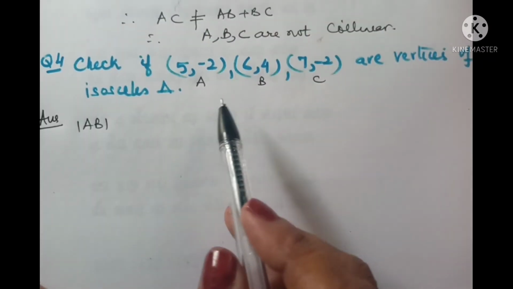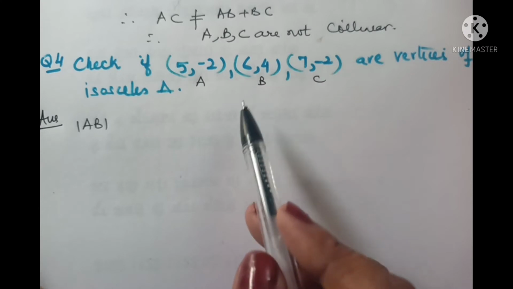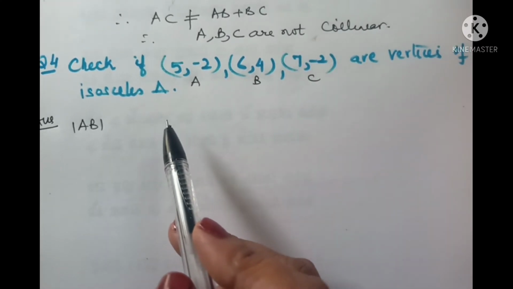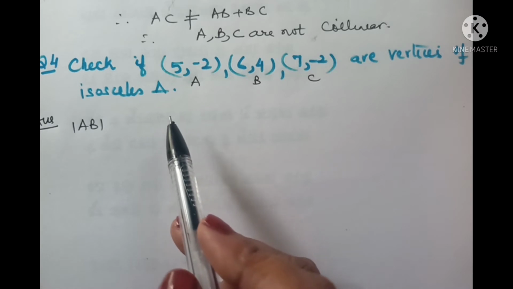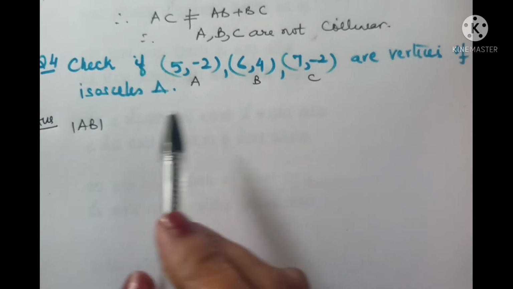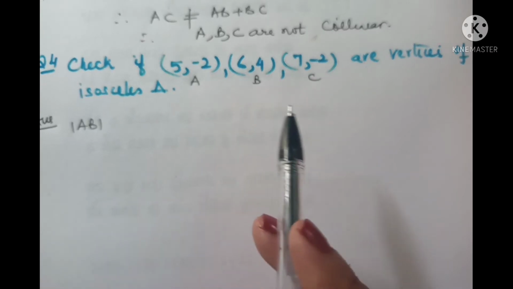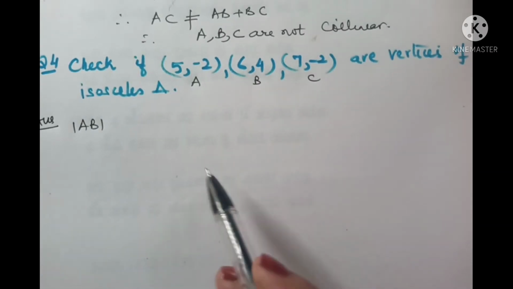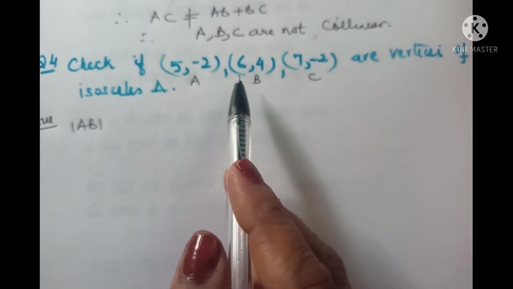In question number 4, there is another application of distance, that we have to check whether these points are vertices of an isosceles triangle or not. Now, we have learned from lower classes that in an isosceles triangle the lengths of two sides are equal. So what is there to be done in class 10th? In class 10th we have to use the distance formula to find the sides.